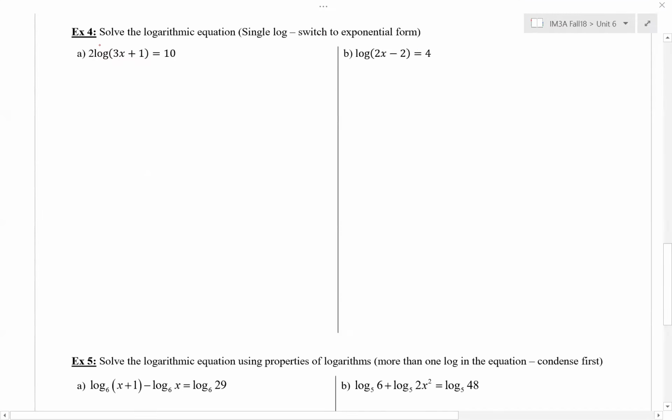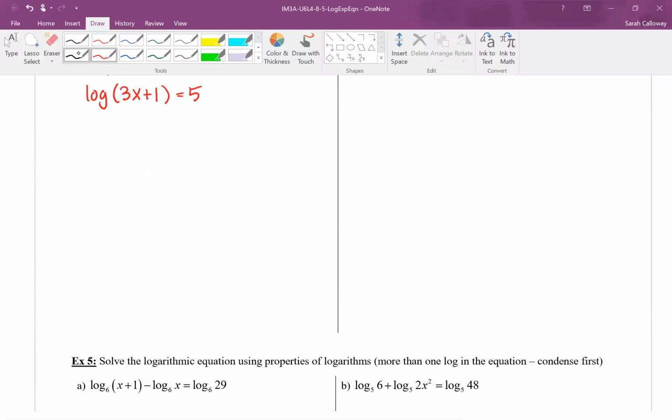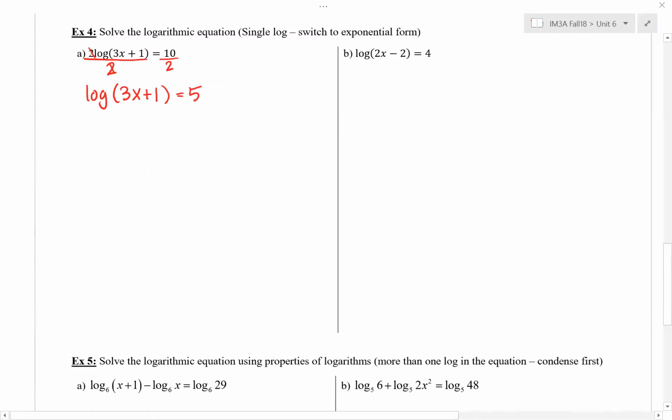And so in problem A, we have this 2 in front. So we know that with properties of logs, we could use the power property and move that to be squared. But it's better if we just divide by 2. So if we just divide this by 2, that's going to simplify the work. So that gives us log of 3x plus 1 equals 5.